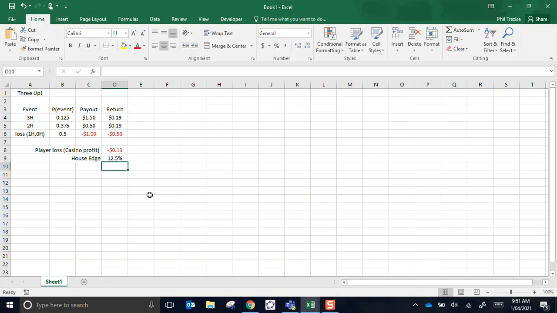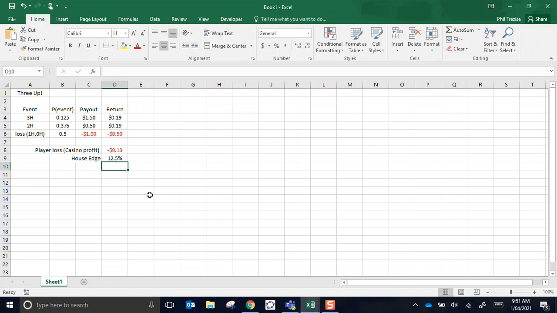That's more like it. I've now got a 12.5% house edge, which is pretty much what most of the gambling games are, between 10 and 15% house edge. So that's enough for now.